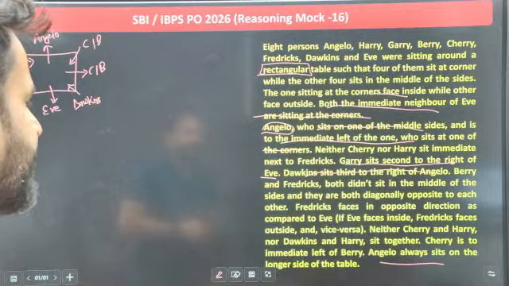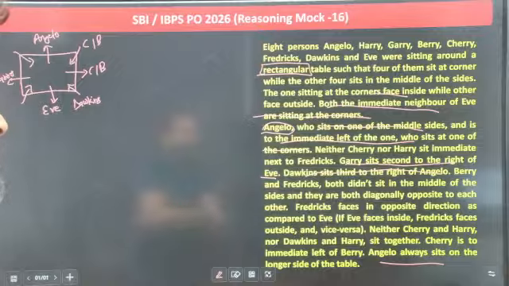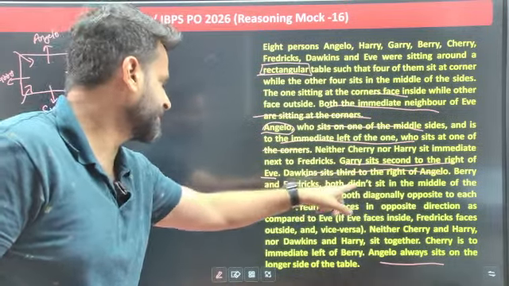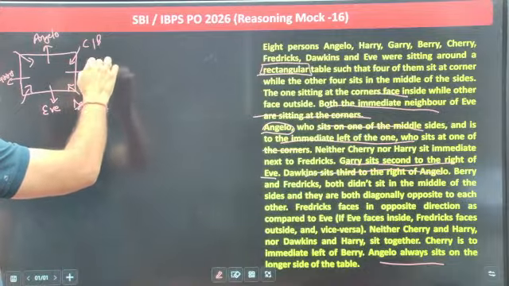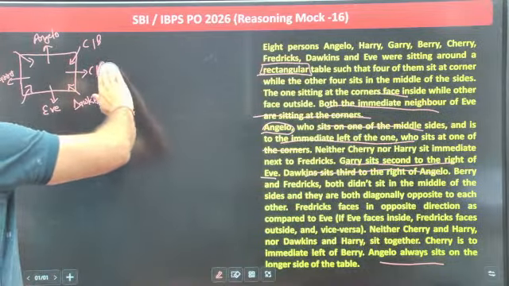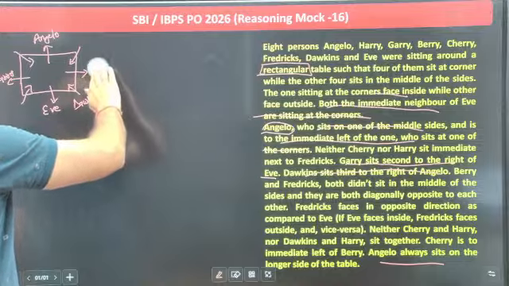Let's see something more. Barry and Frederick don't sit at middle of side. Yes, that came from here. Barry is not sitting at mid of side, so this will not be Barry. This will be Cherry, and this is Barry.